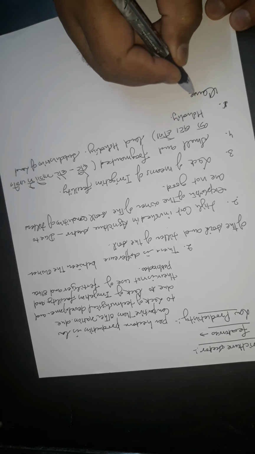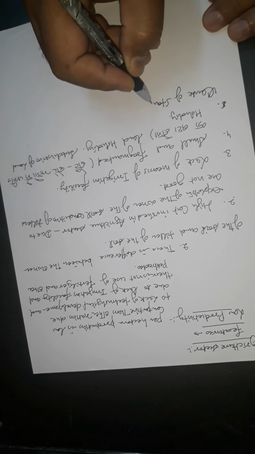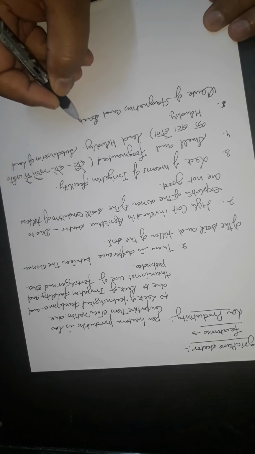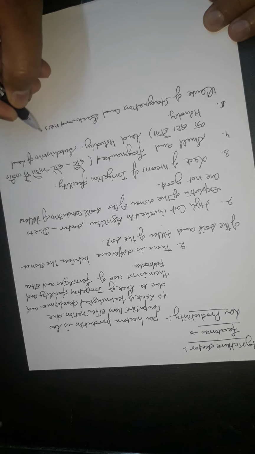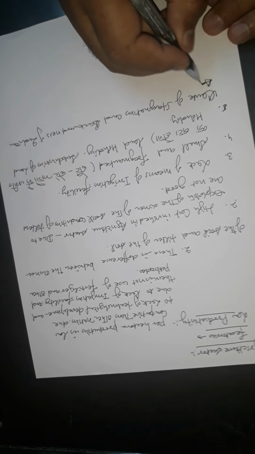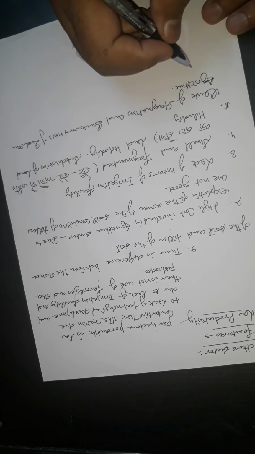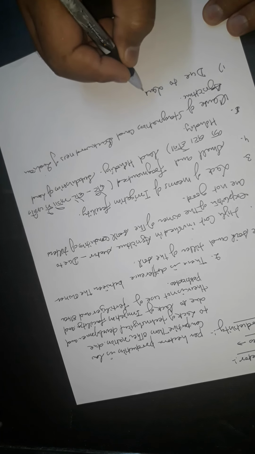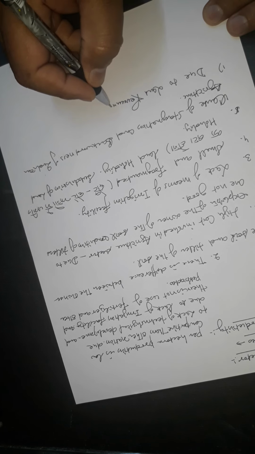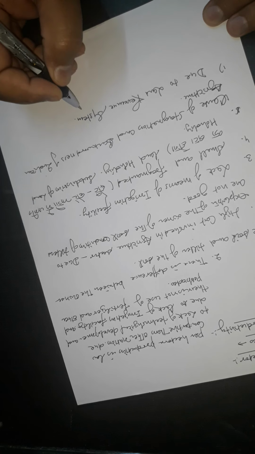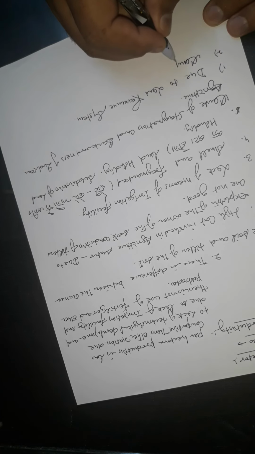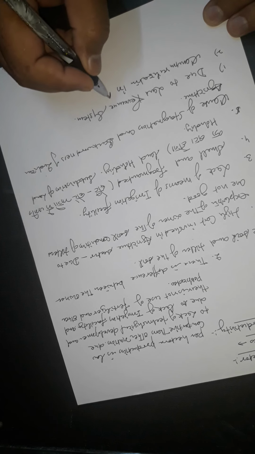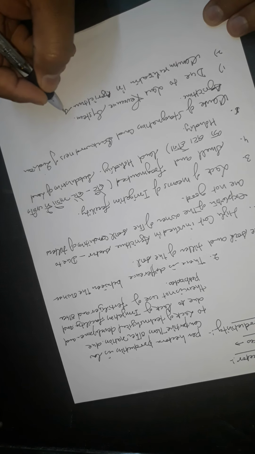What are the causes of stagnation and backwardness of Indian agriculture? First, the land revenue system. Second, commercialization in the agriculture sector.